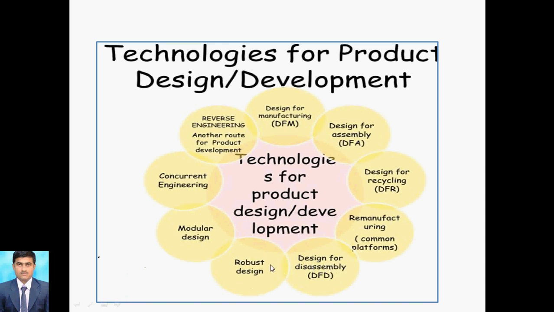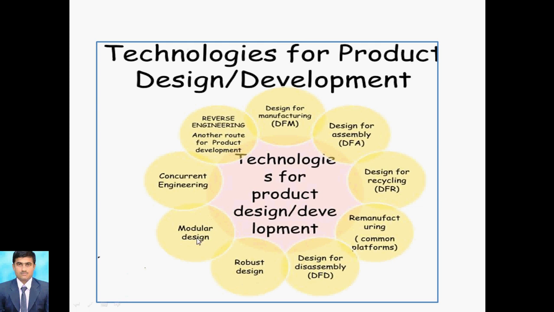The next, robust design. In that, we will study the optimization parameter factors. So the optimization of different features like material, then shape, sizes, we can optimize by this robust design.